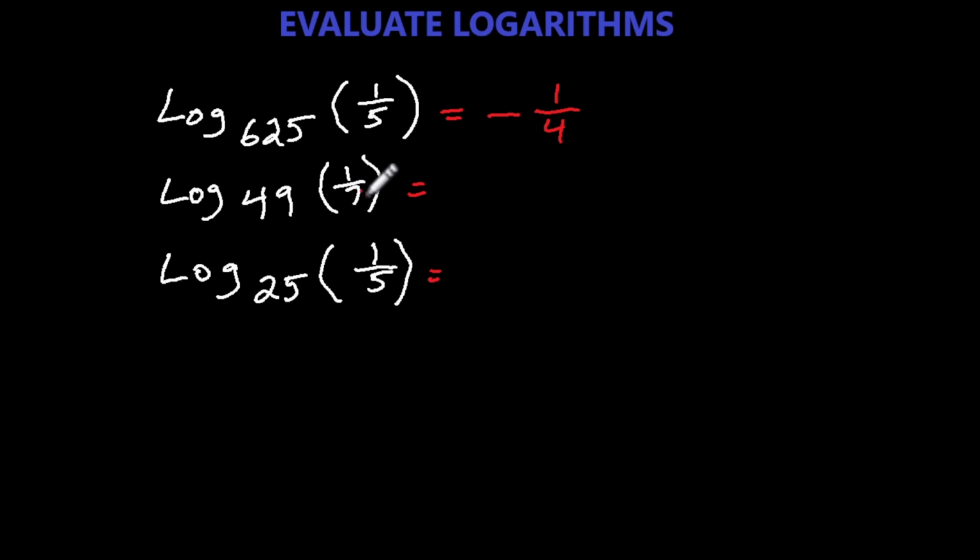Next one, it's fractional, so I know it's negative. And then what do I raise the 7 to get a 49? The answer is a 2, and the numerator will be a 1. And then finally, what do I raise 5 to get a 25? That answer is 2, so this is going to be 1/2, and since it's fractional, it will be negative.